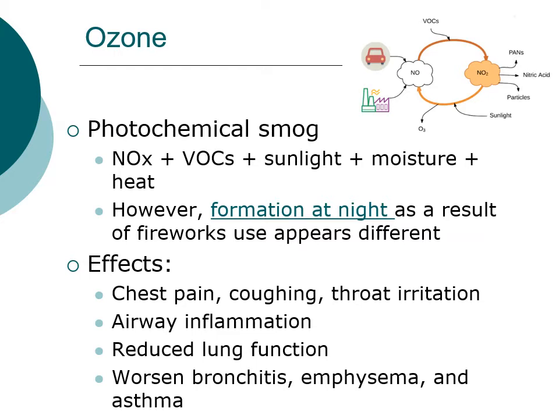Like the other pollutants that we just spoke of, ozone is not released from most sources. It is formed in the environment, referred to as photochemical smog, and it occurs because of the reaction of NOx and volatile organic compounds in the presence of sunlight, moisture, and heat, which is why you typically find higher levels of ozone during the summer.